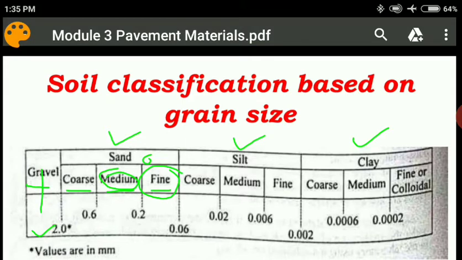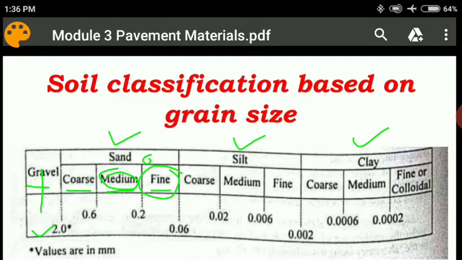So the next classification is silt. Again, silt is classified in three categories, that is coarse silt, medium silt, and fine silt. They have given the grain size there as 0.6 to 0.002 mm, which is considered as the silt content.